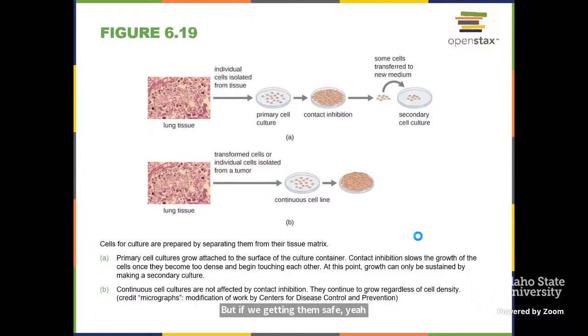A continuous cell line is different. And in this case, it's cells from cancerous tissue. And these cancerous cells, there's a lot of stuff with them where they don't behave like a normal cell should be behaving. They don't die. And contact inhibition, who cares? They keep growing, right? So you can get this mass of cells that start to accumulate. This is a continuous cell line.